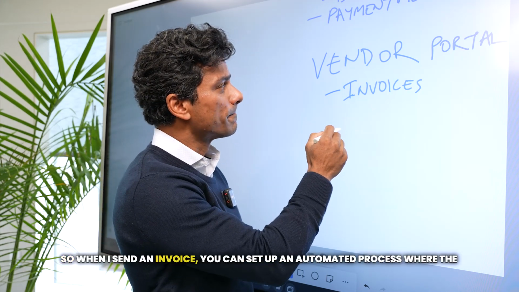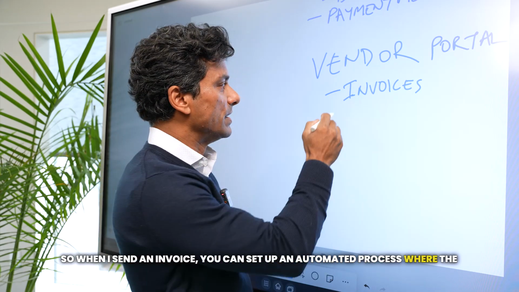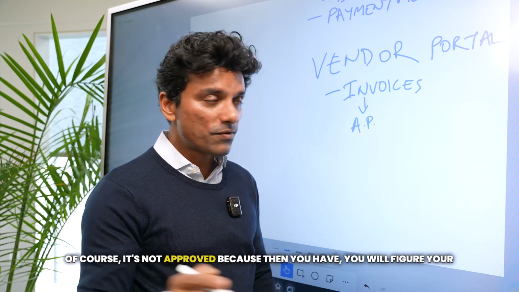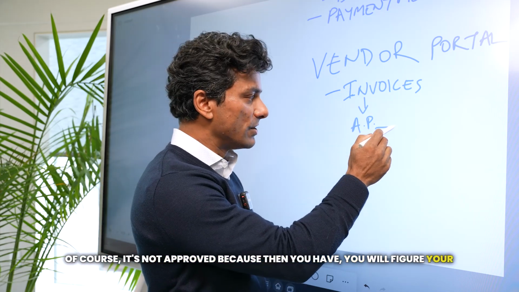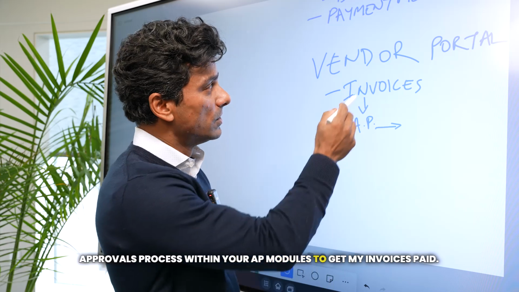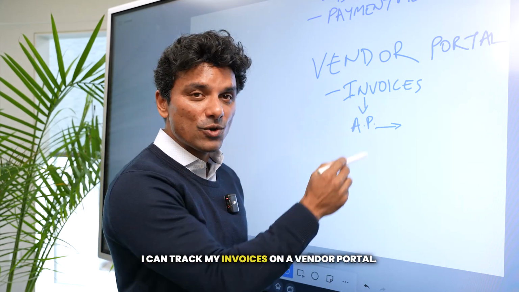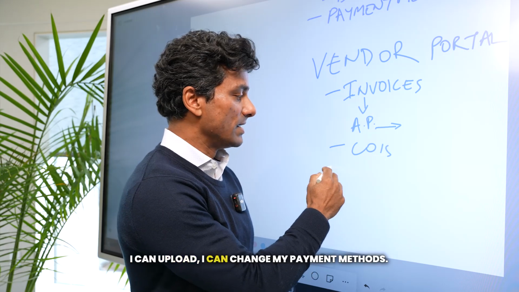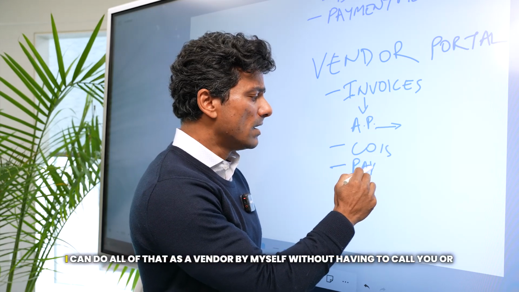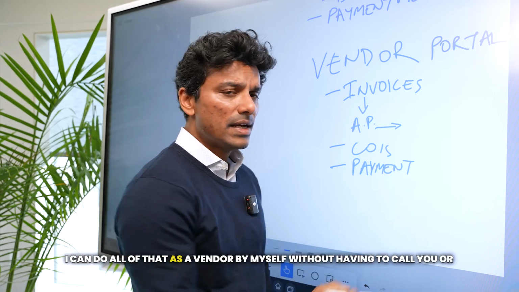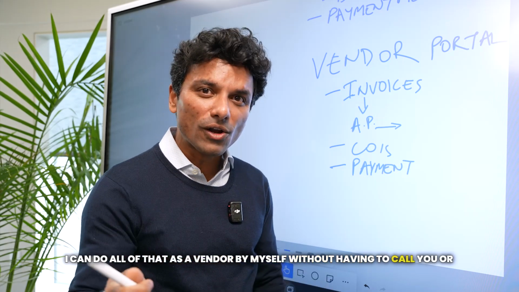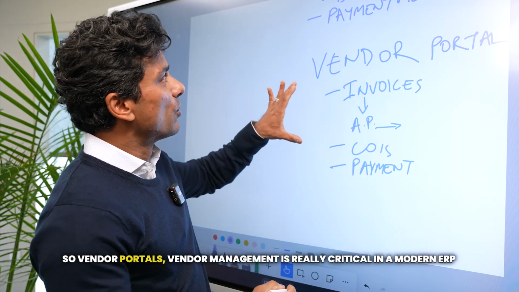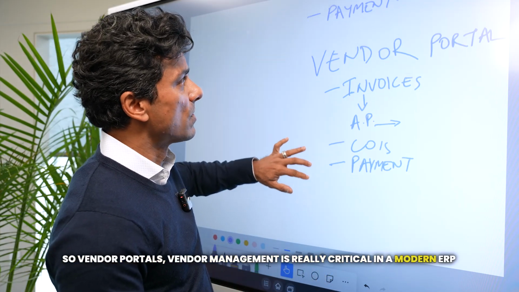So when I send an invoice, you can set up an automated process where the invoice goes directly into your accounts payable module. Of course, it's not approved, because then you will trigger your approvals process within your AP module to get my invoices paid. I can track my invoices on a vendor portal. I can upload my own COIs. I can change my payment methods. I can do all of that as a vendor by myself without having to call you or email you and tie up time for your staff. So vendor portals, vendor management is really critical in a modern ERP solution.